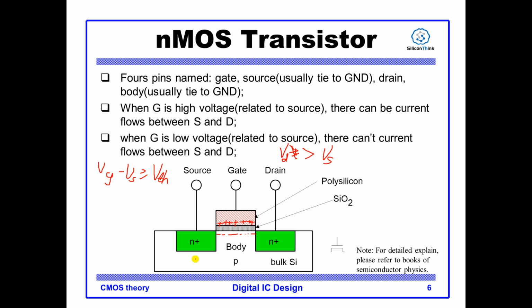And for this point, you can treat it as a diode. So when you give voltage at this point, there is no current flow from the drain to body. There is also no current from source to drain. From source to body.